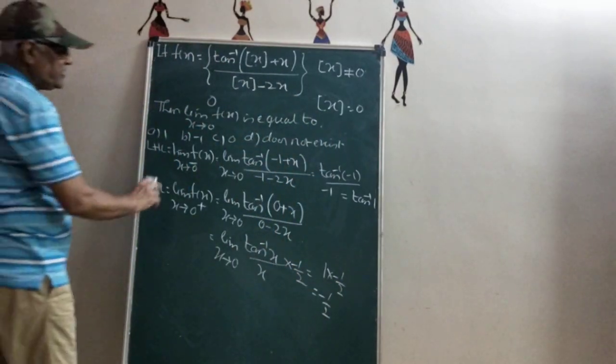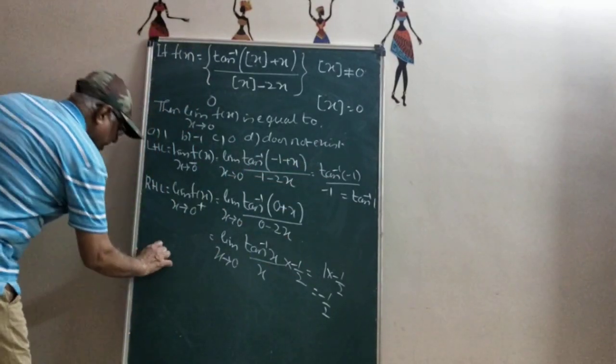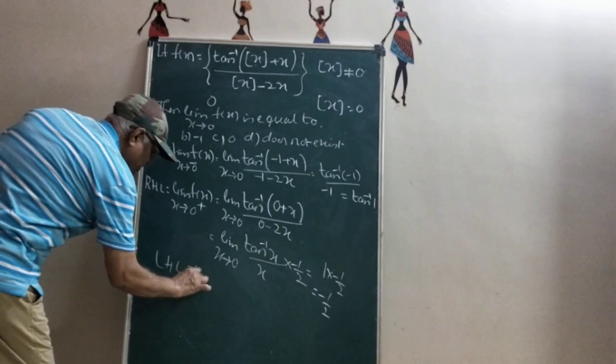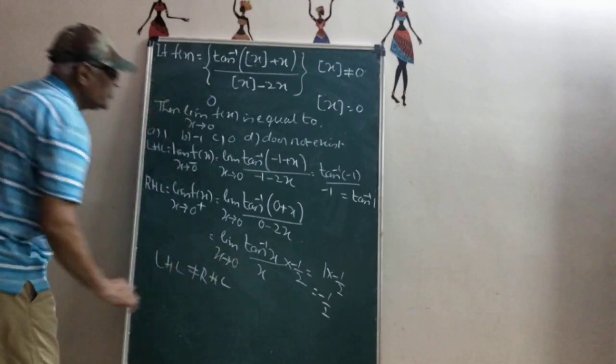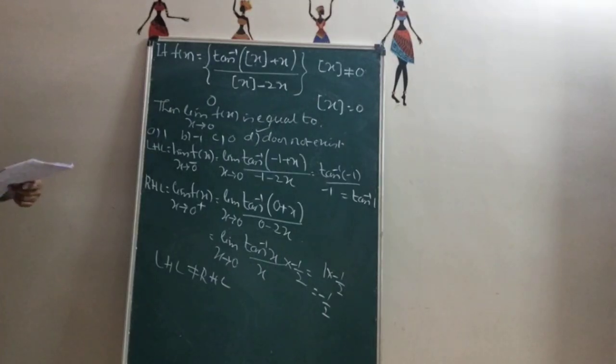So now the left hand limit of this function is tan inverse of 1. What is the right hand limit? It is minus 1 by 2. So LHL is not equal to RHL. Therefore the option you are going to mark is limit does not exist.